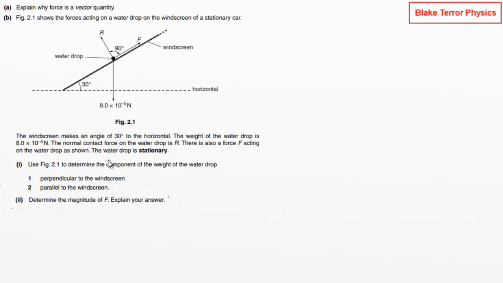Use figure 2.1 to determine the component of the weight of the water drop perpendicular to the windscreen and parallel to the windscreen. Okay, right, so perpendicular to the windscreen, we're going to have 8 times 10 to the minus 5 multiplied by cos 30, so multiplied by root 3 over 2. So 4 root 3 times 10 to the minus 5. 4 times the square root of 3 is 6.93. They've given 2 sig figs here, so let's go for 6.9 times 10 to the minus 5 newtons.